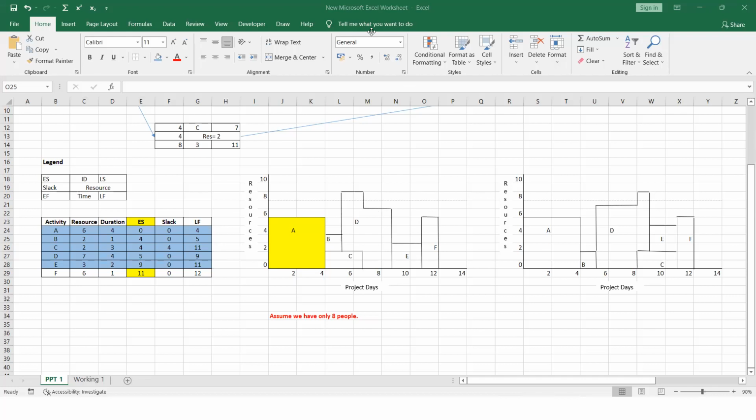So one student is asking to explain the D activity again. That's why I'm explaining the D activity, right? So we have now completed this initial loading chart. Because one student asked me to explain the D activity a bit, that is why I am explaining this. For the D activity, you can see the early start is 5. D activity means you can start here.